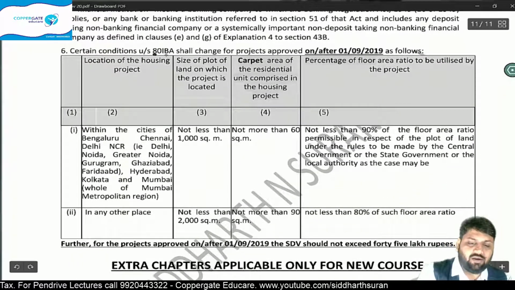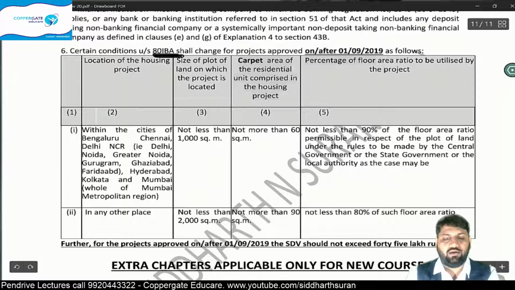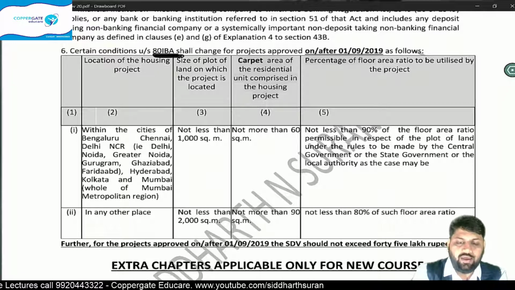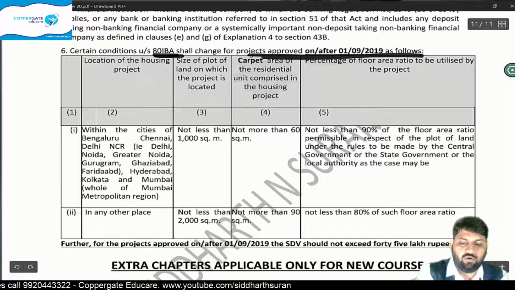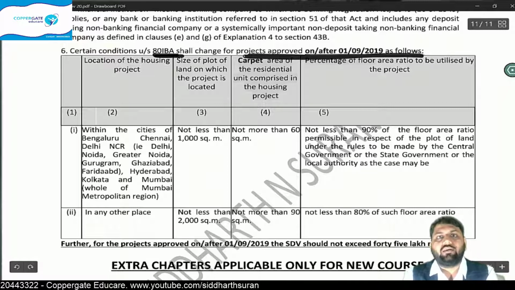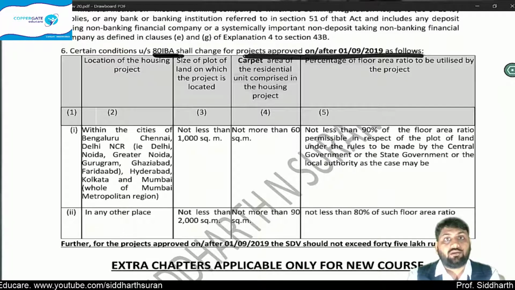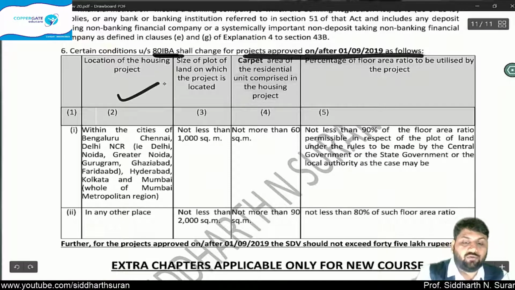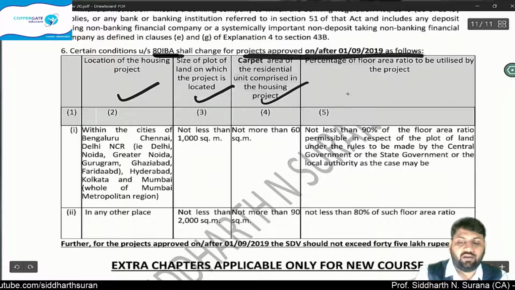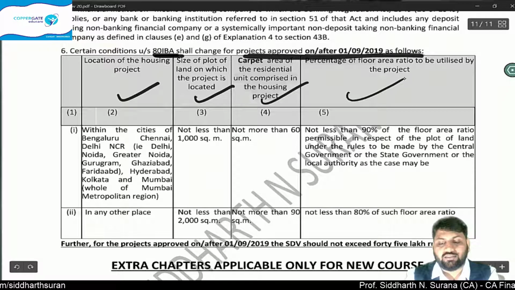Next amendment has come in section 80IBA, and this is for projects that are approved on or after 1st September 19. For 80IBA, we had some conditions: deduction for new housing project to developers, location of the project, plot size, carpet area. We had some existing conditions.